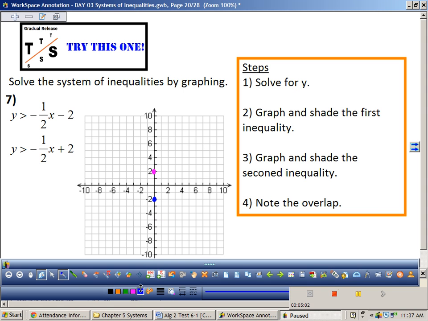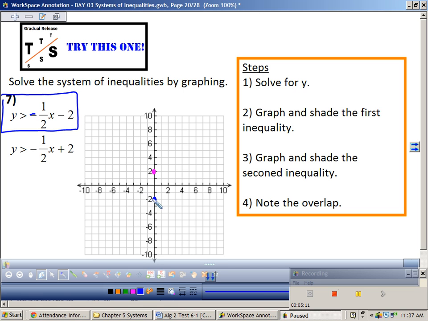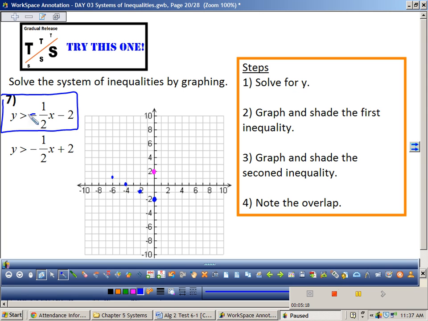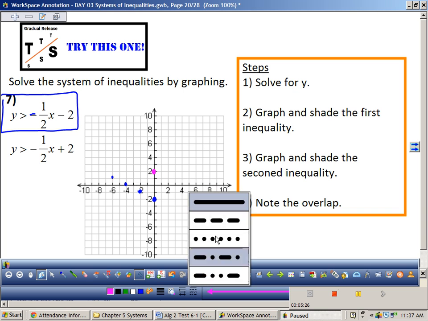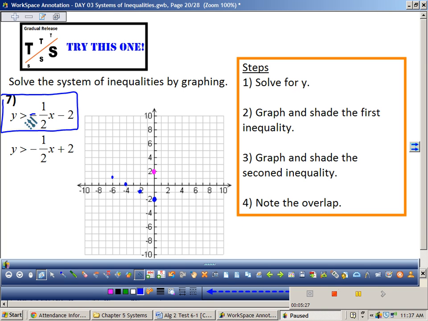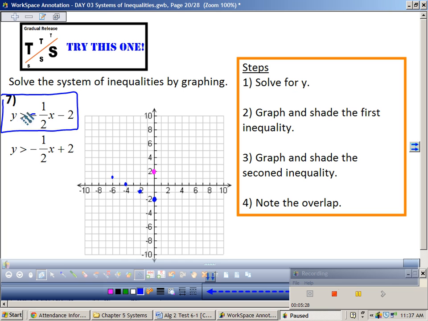Okay, so I'm going to go ahead and graph the first one. So we begin at -2 and we move up 1 and over 2 in the negative direction. Up 1 and over 2 in the negative. Up 1 over 2. Up 1 over 2. Is this line going to be dashed or solid? It's going to be dashed, right? Because it doesn't have that line underneath it that says including. So it's going to be a dashed line.